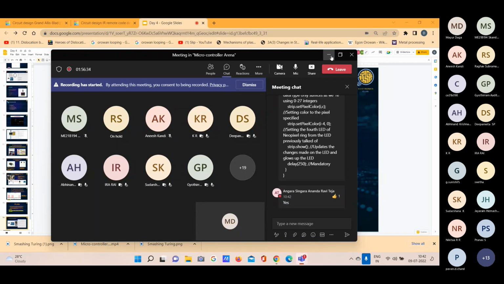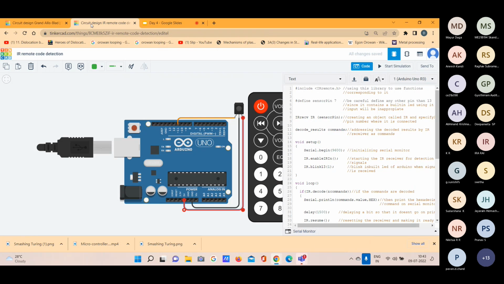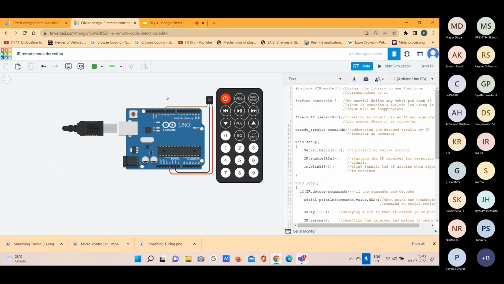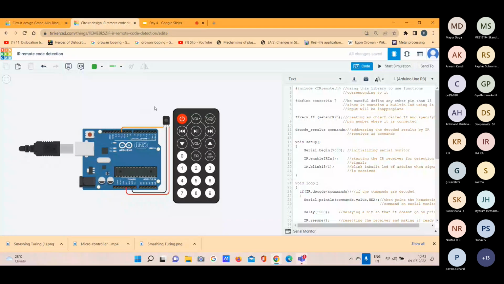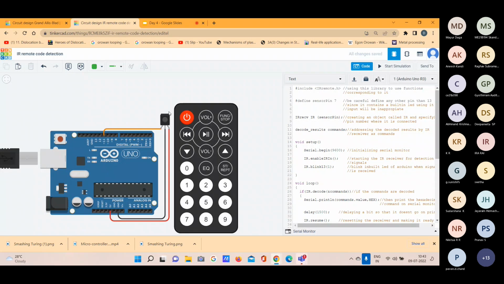Let's move to Tinkercad. I'll post you a code which you copy and paste, but first we'll build the circuit. This is the circuit we will build. It is very simple. Just check one IR sensor. I'll show you where it is.